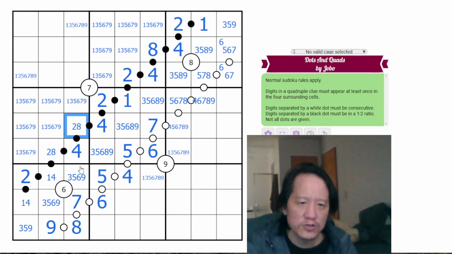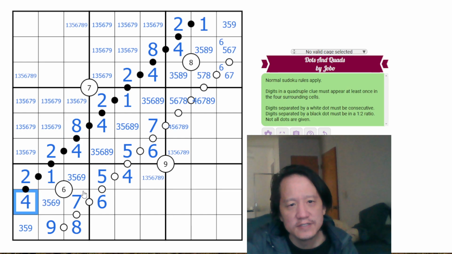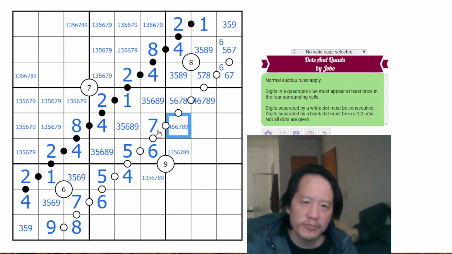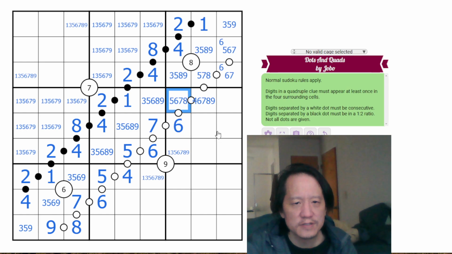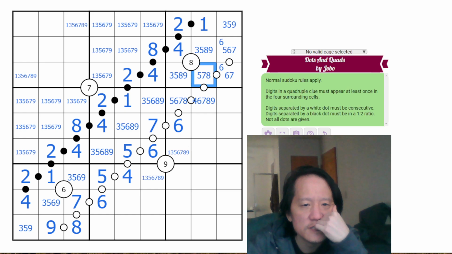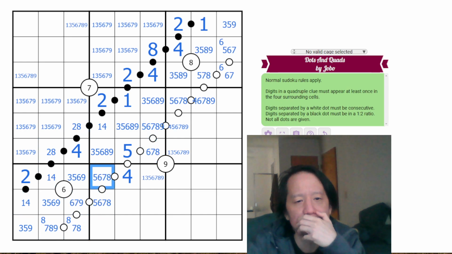This would be 4. This could be 2 or 8 again. So this is 1. This is 2. And this is 8. That seems fine. This can't be 8, so it would have to be 6. This is 5 or 7, and this is 4 or 8. Which also seems fine. Okay, that's not a good path to go down.